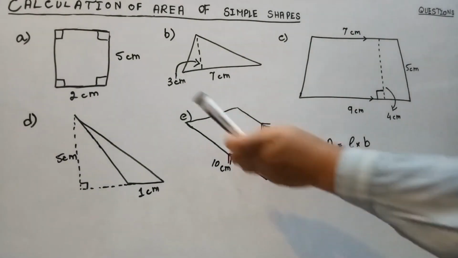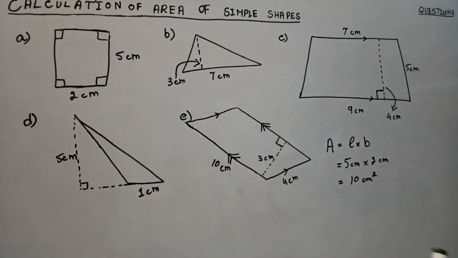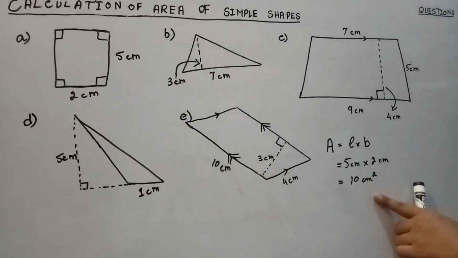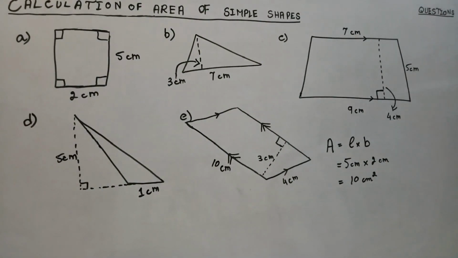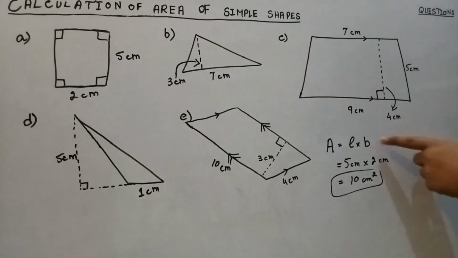Clear? So here we have centimeters and centimeters, so I can say we have 10 centimeter square. We always have to write the unit in a square form because area is always in square units. Clear? So that's the area of the first rectangle. This is the formula for the area of a rectangle, and it is actually the same as for a square.